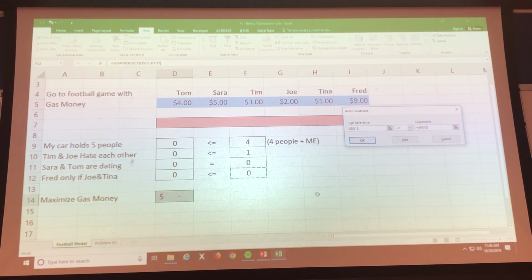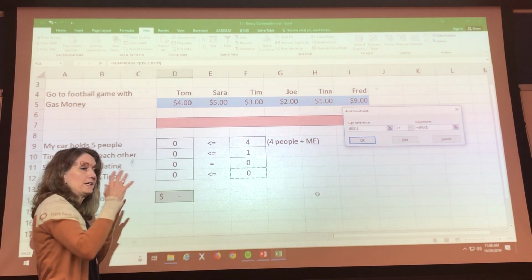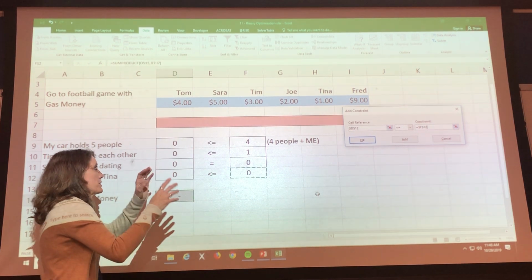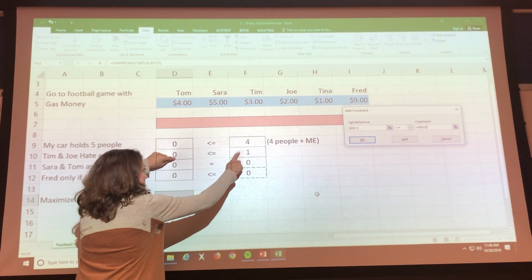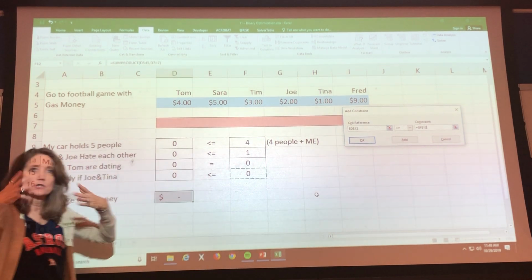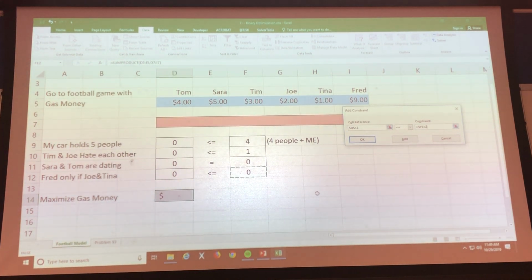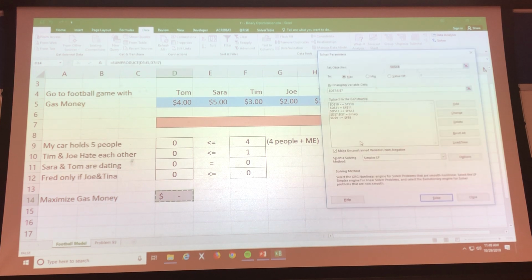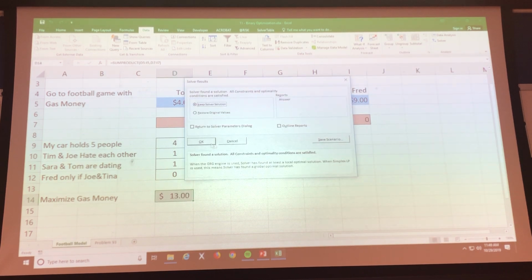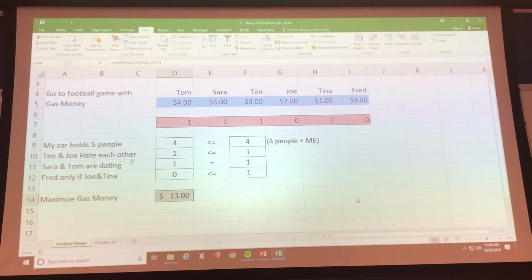Okay, so once we had thought through it all, we put it all in the spreadsheet. Now it's just in Solver, just a matter of putting it in. This less than this, this less than this, equal to this, less than this. We already did the work of thinking through them. We have 5 constraints because we have those 4, plus setting the constraint saying that that has to be binary. So when we solve it, we get a solution where we're going to get $13 for gas. We're taking Tom, Sarah, Tim, and Tina.